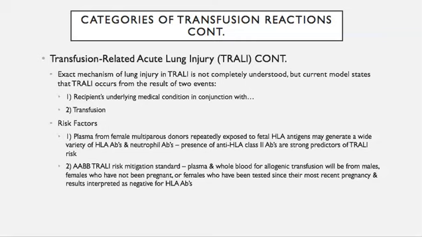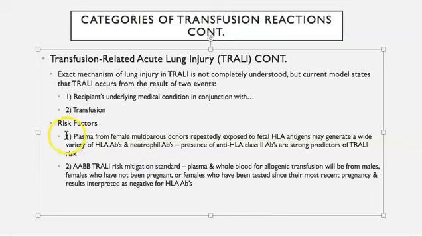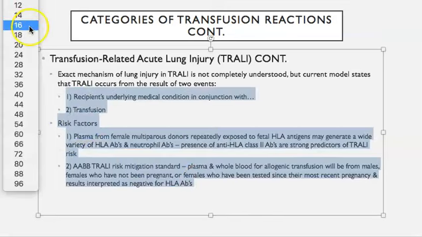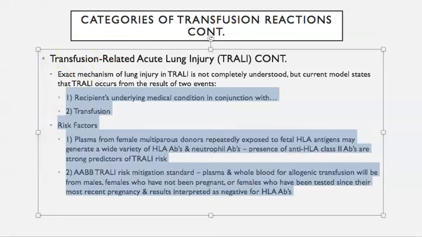Some risk factors that could be implicated: plasma from female multiparous donors repeatedly exposed to fetal HLA antigens may generate a wide variety of HLA antibodies and neutrophil antibodies. The presence of anti-HLA class II antibodies is a strong predictor of TRALI risk. Multiparous means a female who has had multiple pregnancies.